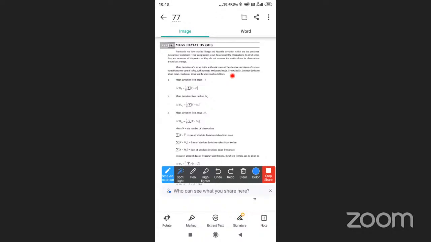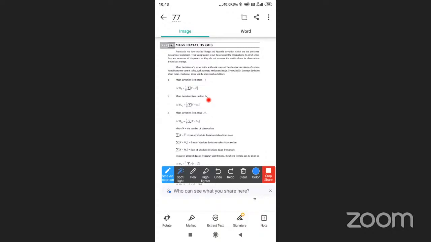Mean deviation of a series is the arithmetic mean of the absolute deviations of various items from some central value, such as mean, median, and mode. Symbolically, the mean deviation about mean, about median, or about mode can be expressed as follows. So here you can just write the formulas.